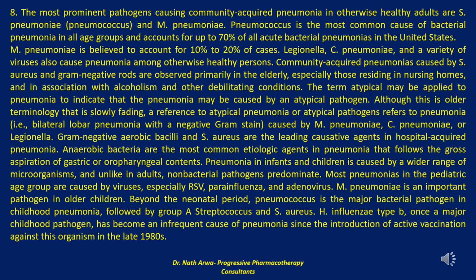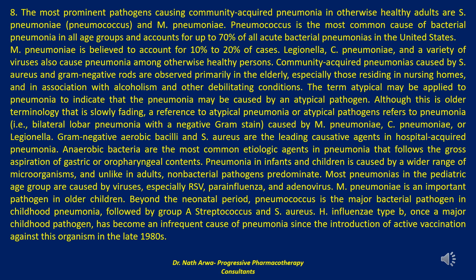The most prominent pathogens causing community-acquired pneumonia in otherwise healthy adults are Streptococcus pneumoniae, also known as pneumococcus, and Mycoplasma pneumoniae. Pneumococcus is the most common cause of bacterial pneumonia in all age groups and accounts for up to 70% of all acute bacterial pneumonias in the United States. Mycoplasma pneumoniae is believed to account for 10% to 20% of cases. Legionella, Chlamydia pneumoniae, and a variety of viruses also cause pneumonia among otherwise healthy persons.